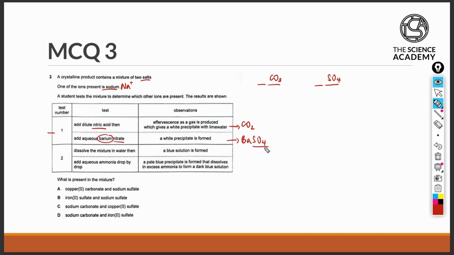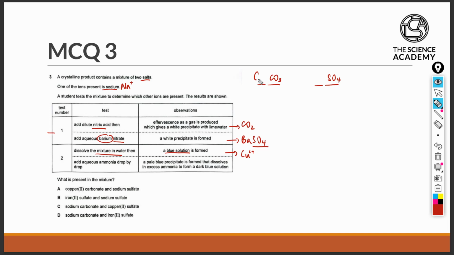Moving on to test number 2, which should tell us the unknown cation of one of the salts. Dissolving the mixture in water gives a blue solution. So one of the salts must have been soluble in water and contains copper 2+ ions, because this is what gives the solution a distinct blue color.